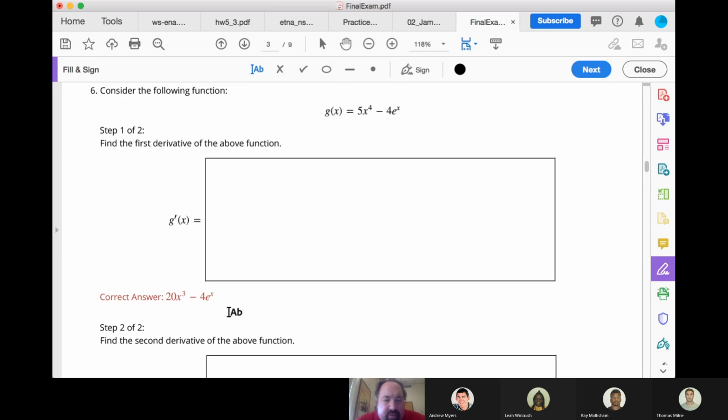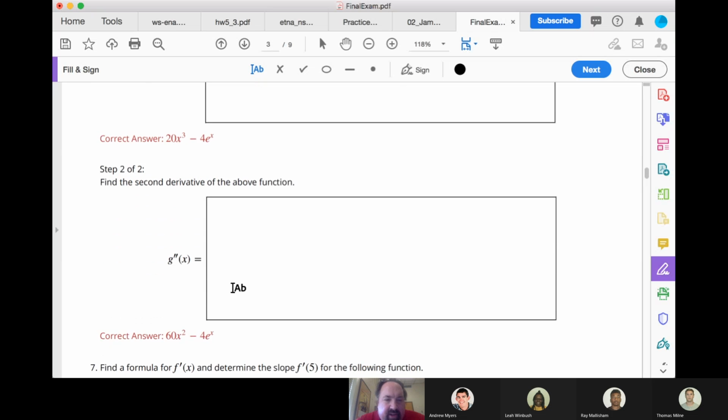And then you would just repeat this process for a second derivative. You take a derivative of this. So again, you'd apply power rule to 20x cubed, and that would give you the 60x squared that you see here. And then with e to the x being its own derivative, this term would not change at all, again, when you take its derivative.